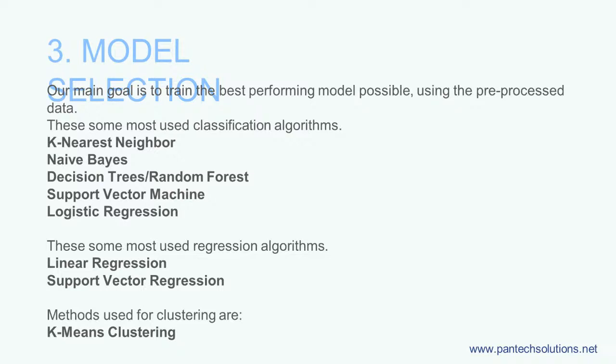These are most of the classification algorithms like KNN, Naive Bayes, decision tree and random forest. Both are the same. And then support vector machine, generally we call it SVM, and logistic regression, and these are linear regression and support vector regression, and K-means clustering.